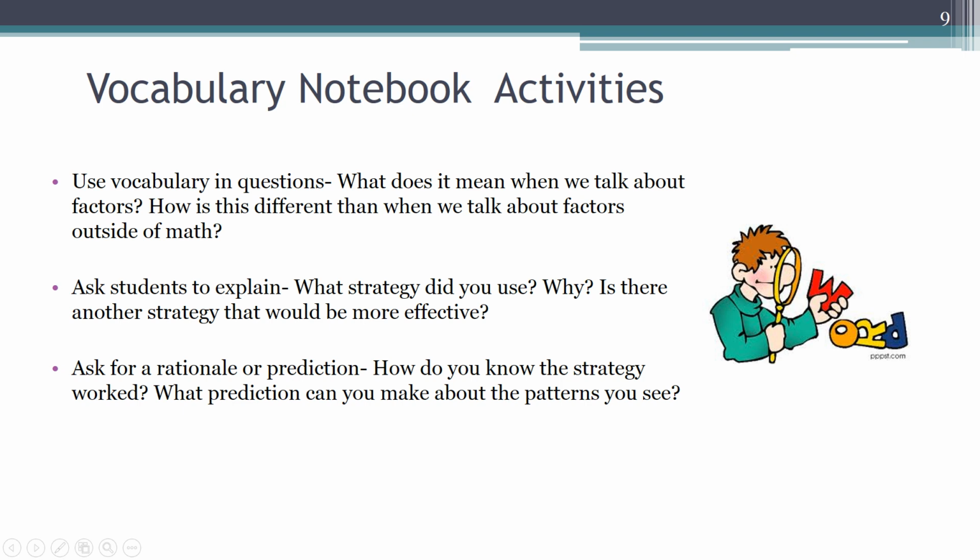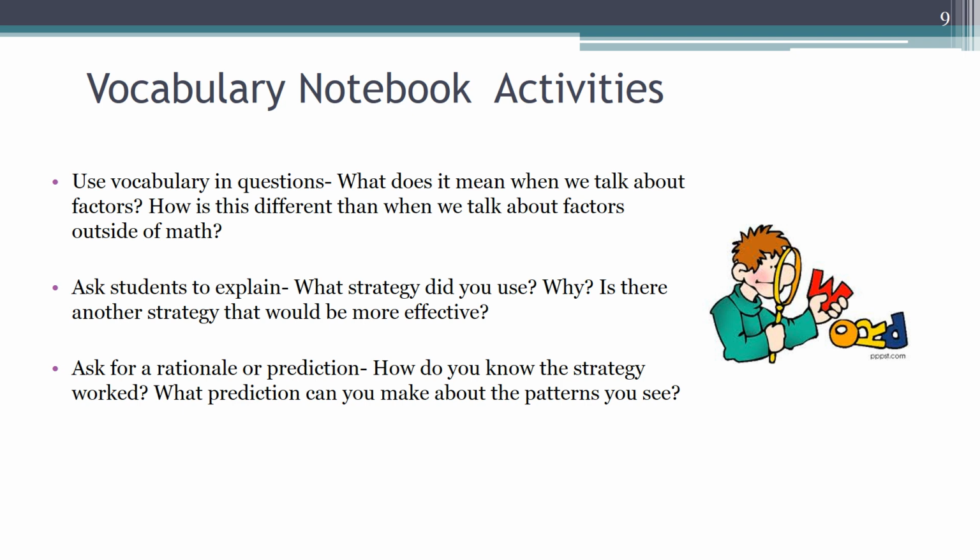So if you use a vocabulary notebook, here are some things that you might do. You can ask students questions that include the vocabulary word. So what does it mean when we talk about factors? How is that different than when we talk about factors that led to the Civil War or another topic outside of math? You might ask students to explain in writing.